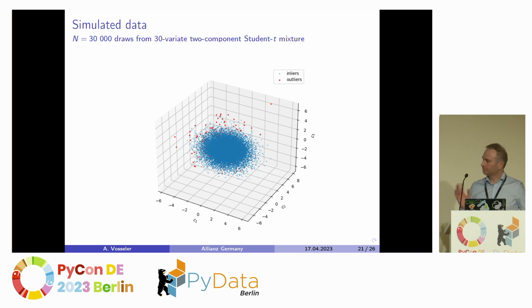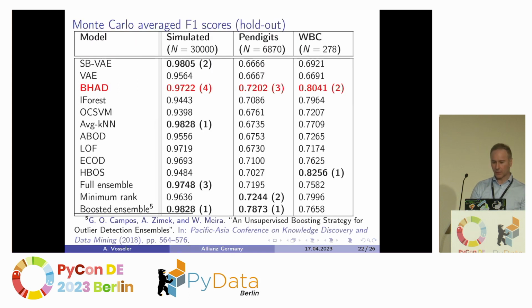I'm presenting here evidence for simulated data, as well as 2 commonly known benchmark data sets. So for the simulated data, we simply took random draws from a 30-variate 2-component Student-t mixture. 2 components, because on the one hand, we have the inliers and the outliers, and through the mixture approach, we have the latent assignments, and so we can mimic a little bit the situation in a binary classification task, and use the standard instruments that we would use in a supervised context.